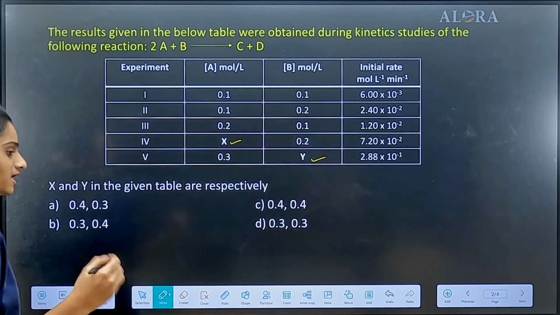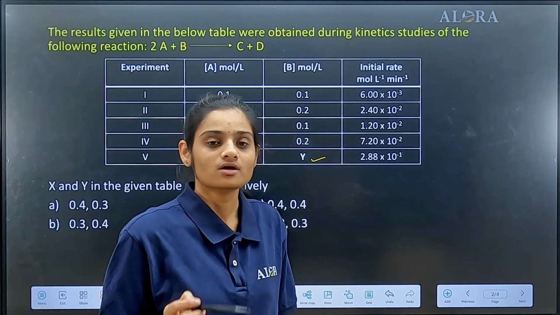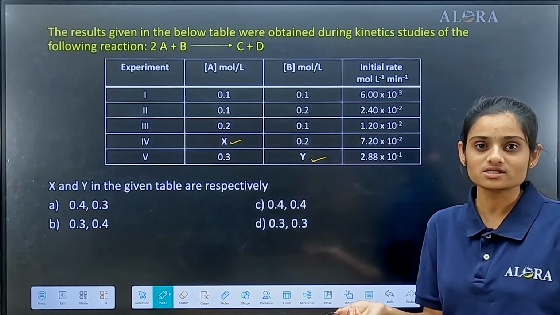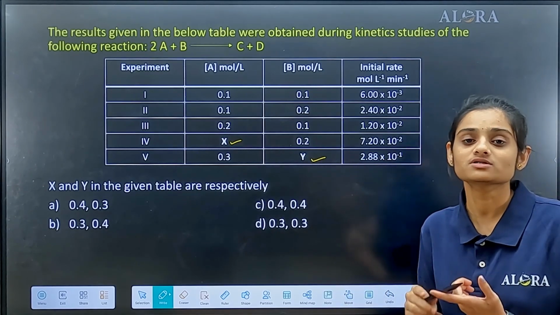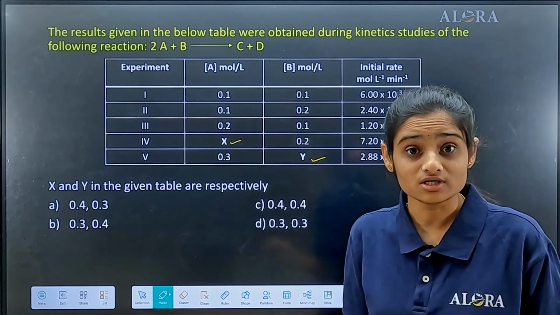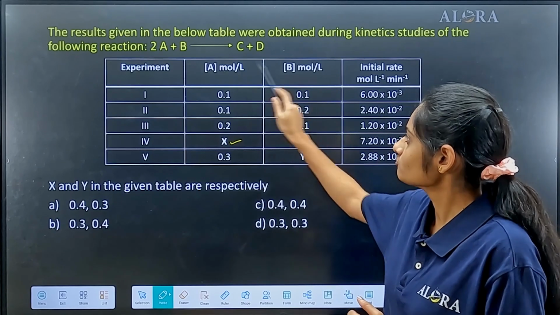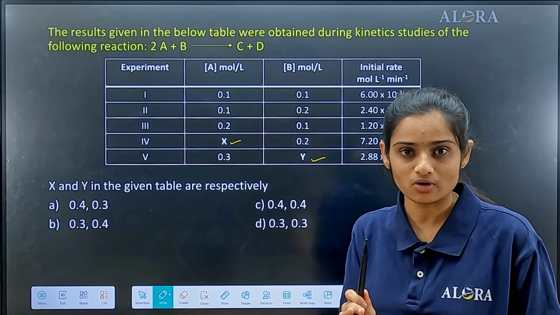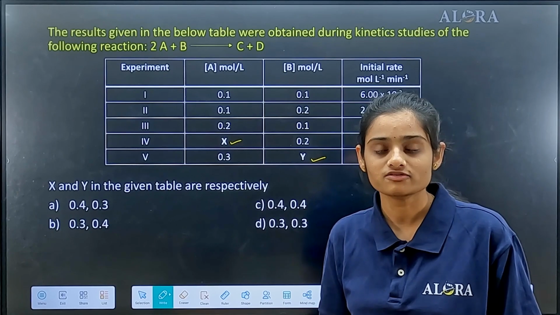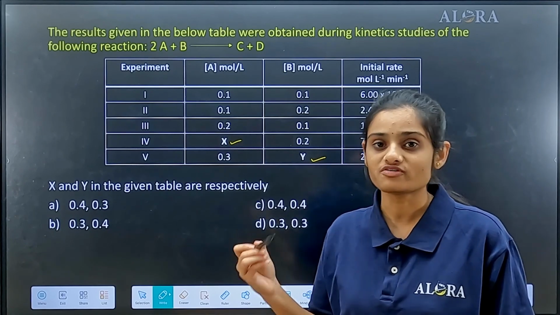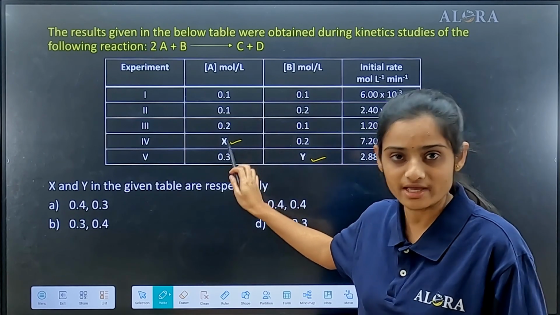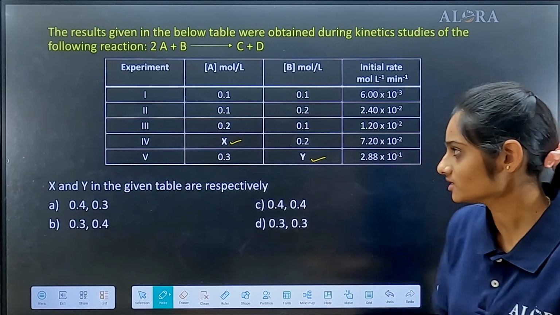So let us first write the rate law of this equation. Before going to solve this question, you have to understand what is given in the question. Now, let us first try to write the rate law. After writing the rate law, we will find out the order of the reaction with respect to the concentration of A, and the order with respect to the concentration of B. Then after finding the order, we will find out the rate constant K. After finding the rate constant K, we will find out the concentrations with respect to X and with respect to Y. So let us begin with solving this question.